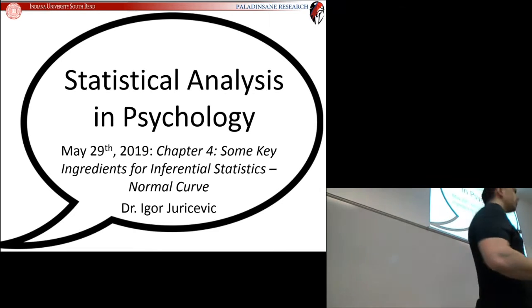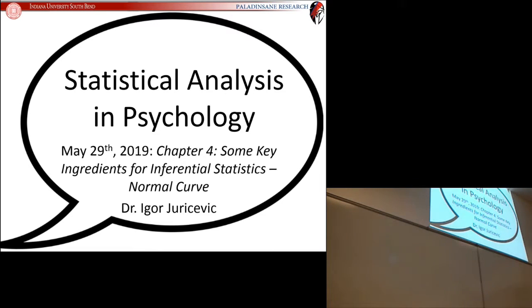So today we're going to finish up our look at Chapter 4, and then we're going to begin on Chapter 5, which is where we turn a corner in this course, start inferential statistics in earnest, and start doing some hypothesis testing. But before we do that, we still got to finish up with our look at some of those key ingredients that we need. And we need to finish up our look at the normal curve.